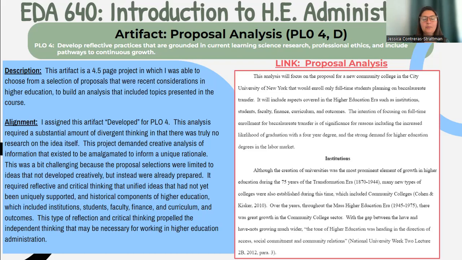So some of the components that I included in this paper were the history of higher education, the history of institutions in higher education, students, faculty, finance, curriculum, and outcomes. And again, it required a lot of critical thinking and independent thinking, so I assigned it a developed for PLO 4. There's a link again if you are interested, and the image here includes the beginning of my paper, hopefully to spark a little bit of interest, but I know we're all limited on time.